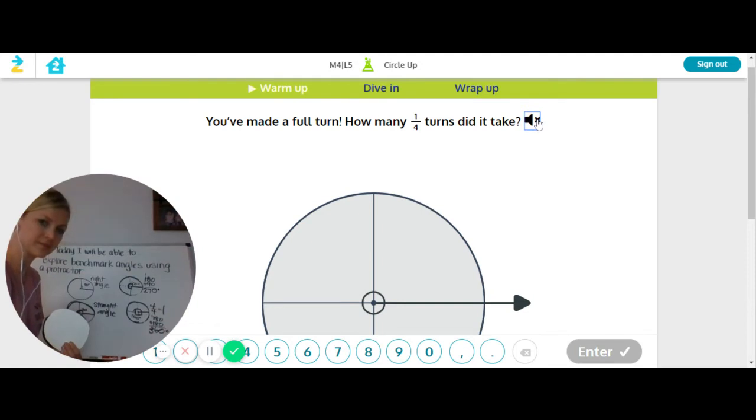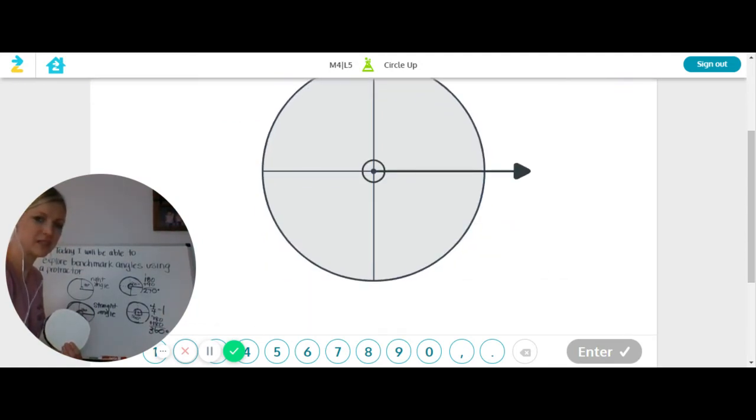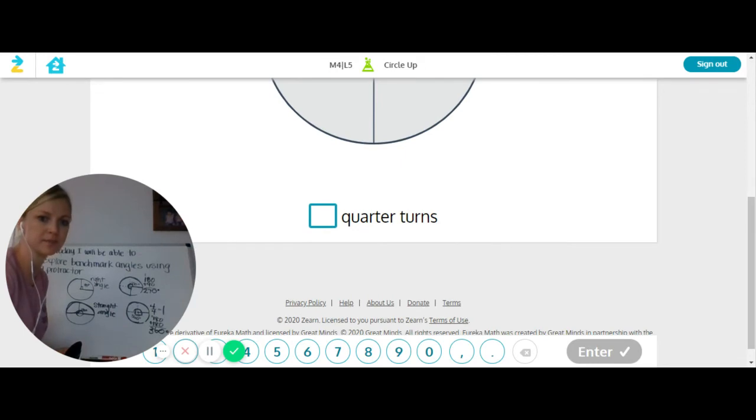You've made a full turn. How many 1/4 turns did it take? So how many turns did it take? Well, we turned 1, 2, 3, 4 times to make 4 out of the 4 turns. So 4 quarter turns.